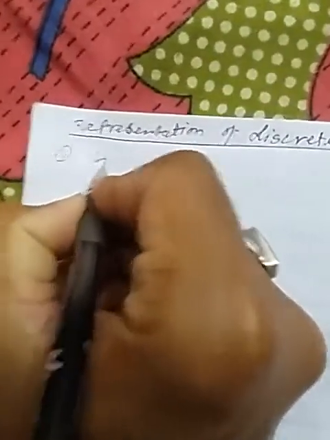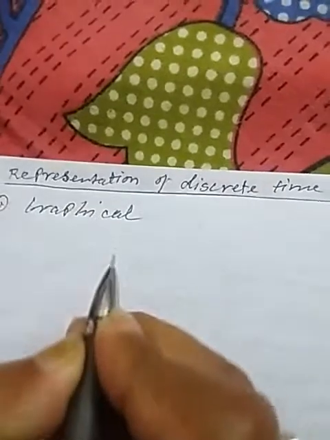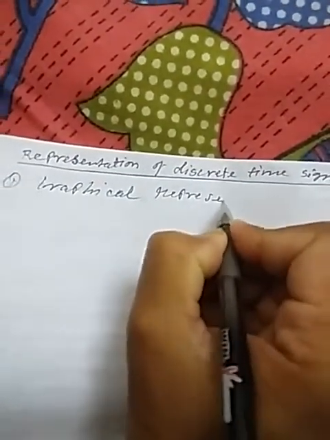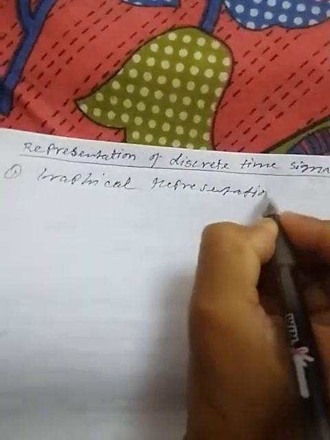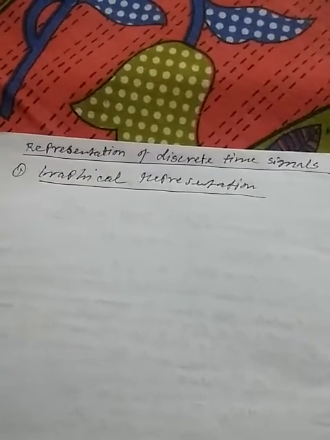So there are four types of representation. Number one is graphical representation. Number two is functional representation. Number three is tabular representation, and number four is sequence representation. So number one is graphical representation. How to represent a discrete time signal in graphical form?